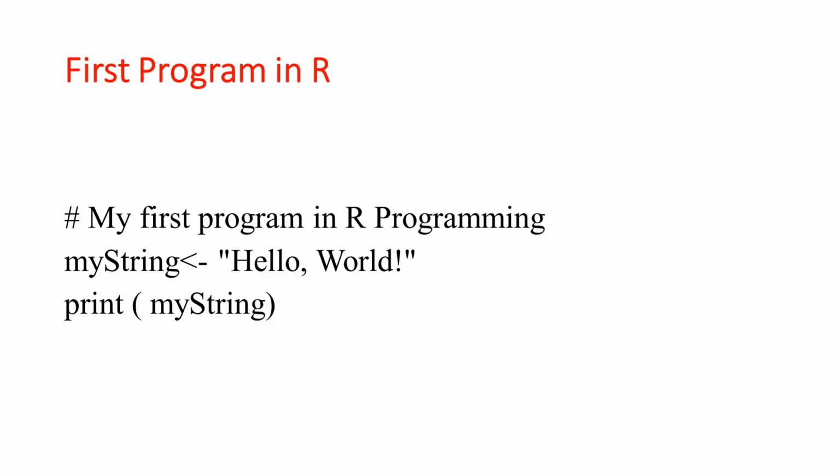Okay, so this is my first R program. This program contains 3 lines. The first line, with the hash symbol, says my first program in R programming. This line is called a comment. Any line that begins with the hash symbol is called a comment. And also, myString is equal to hello world. That is assigned to the myString variable, and then we are going to print the value of myString, hello world.